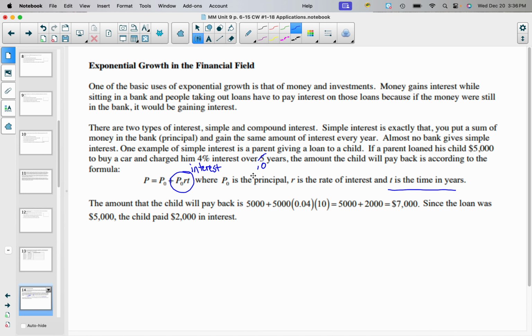So for this example, if it was 10 years, the amount the child would pay back would be the $5,000 purchase price of the car. That would be difficult to find nowadays, even for a used car. Plus they would have to pay the interest, which is again the principal, the $5,000, times the rate expressed as a decimal, times the time, 10 years. So hopefully they could do it faster than that. They would have to pay back $7,000, and $2,000 of that would be interest. So that's simple interest.